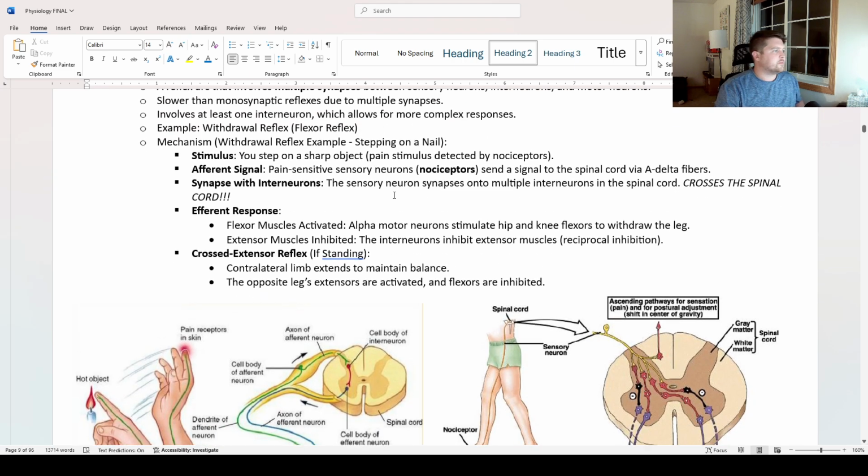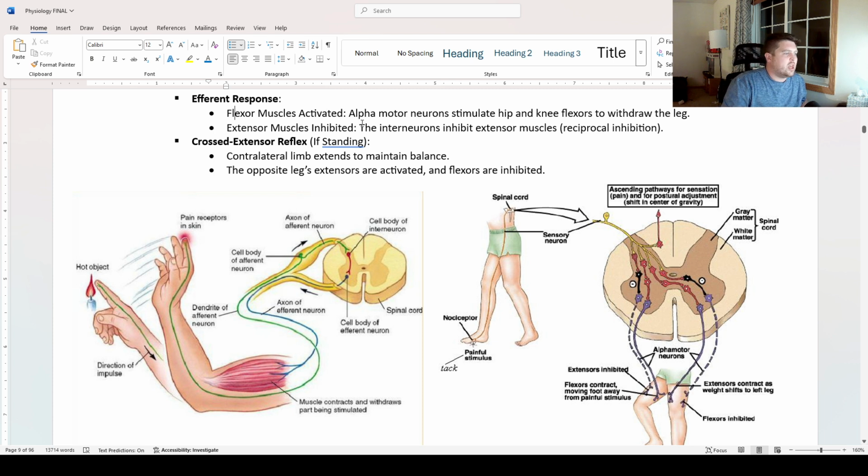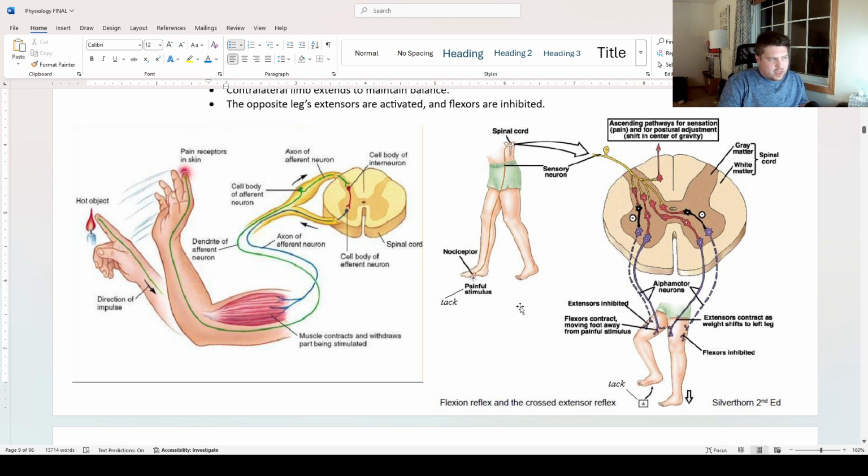Specifically the withdrawal reflex. So with this, on the same side that we have the painful stimuli, we want to pull away from the painful stimuli, so our flexor muscles are activated. And then the opposite side, we need to try and catch ourselves or prevent ourselves from getting any more harm, so the opposite side extends. So in the case of stepping on something, the foot that we stepped on is going to flex, retract away from the painful stimulus. And then the opposite side, the extensors are going to activate to catch us, to prevent us from falling. So they're going to compensate for the other side.